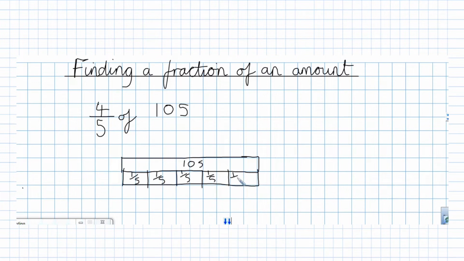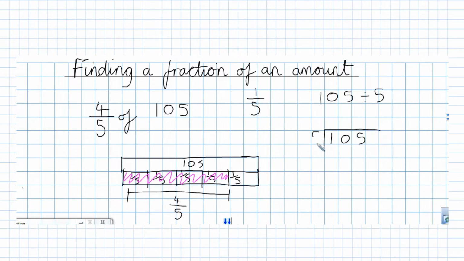So we're doing 105 divided into 5 parts. And we're going to be wanting to collect 4 of them. So first we need to find out what 1/5 actually is. So we're going to split 105 into 5 pieces. So we can't do that in our head. We'll probably be able to, but it's an easier way to just show with any number we could divide it with our bus stop method.